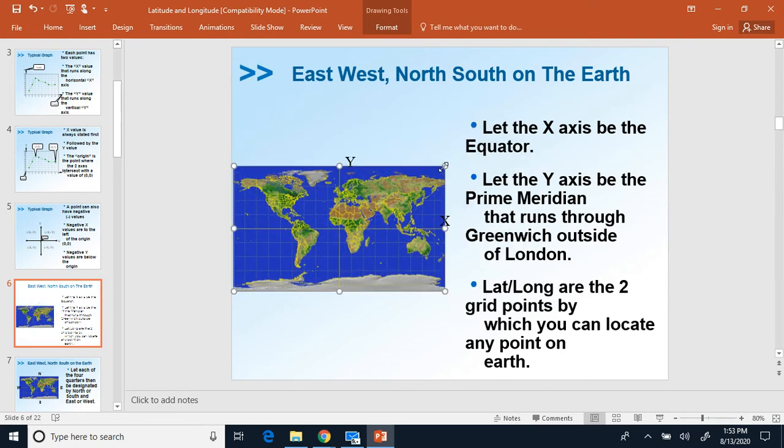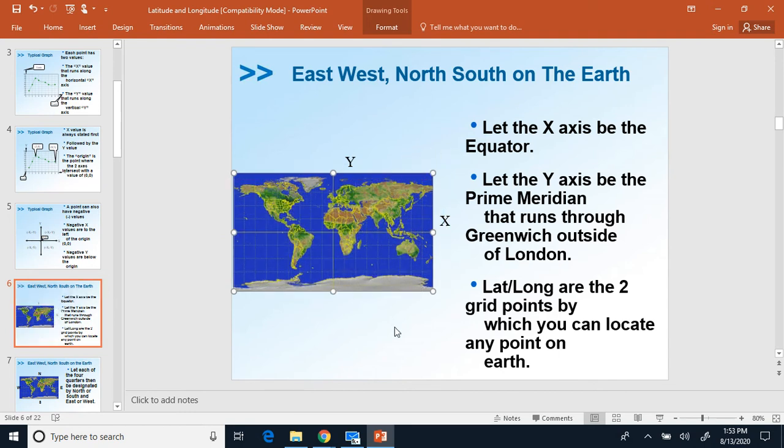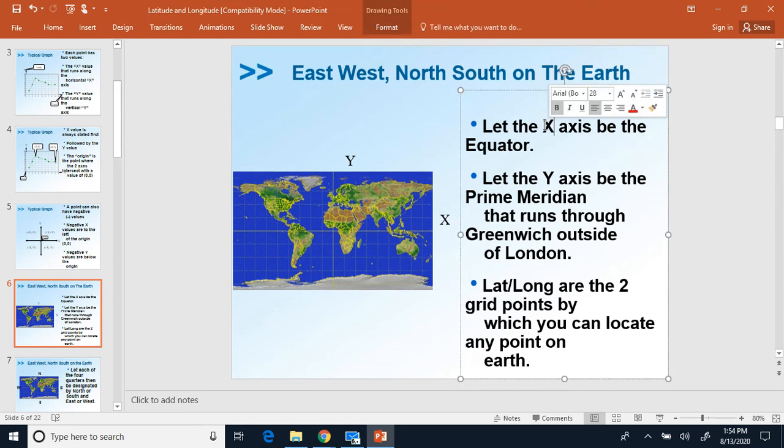So what we're going to do is write down number 5. We're going to write down the word x-axis, then an equal sign. So x-axis equal sign, and then we're going to write down the word equator. So x-axis equal sign equator. Now, that's the x line.